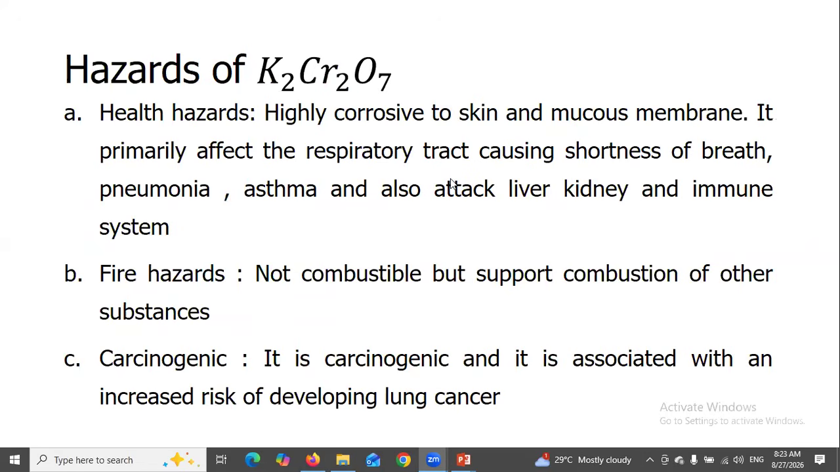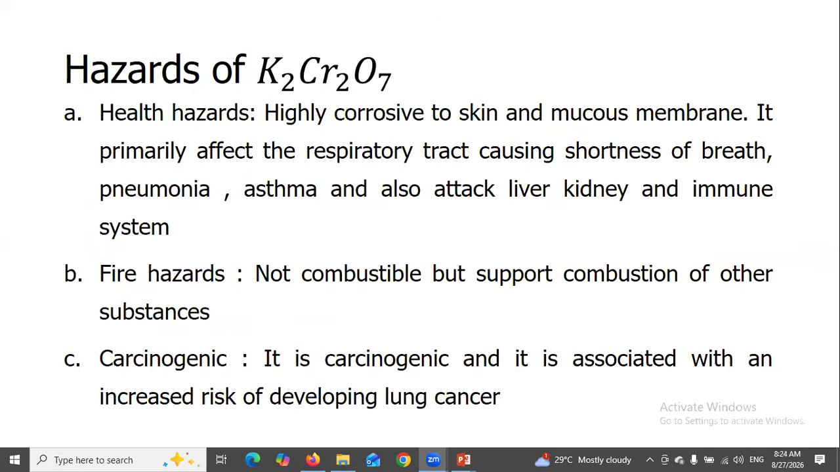Hazards of potassium dichromate: health hazards. It is highly corrosive to skin and mucous membrane. It primarily affects the respiratory tract, causing shortness of breath, pneumonia, and asthma, and it also attacks the liver, kidney, and immune system.